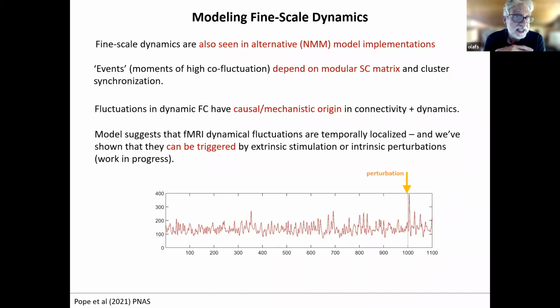more precisely on synchronization events that occur in the structural connectivity matrix, in these clusters, in these modules. So we can conclude from the model that functional connectivity, at least in the model, has a causal mechanistic origin. So it's not just sampling variability, as some have suggested, but there's an actual causal story to be told. Nodes synchronize with each other on the fast time scale of Kuramoto phase oscillation. And then this translates into low frequency signals that can be picked up with fMRI and in fact have a spatial topography to it.